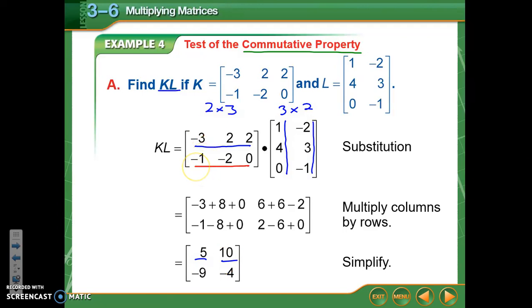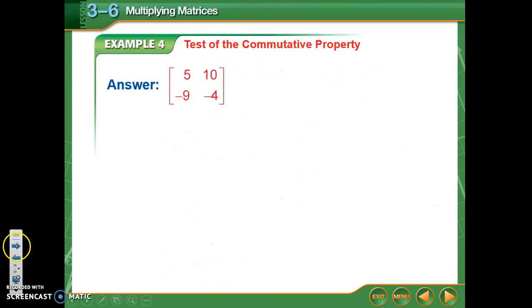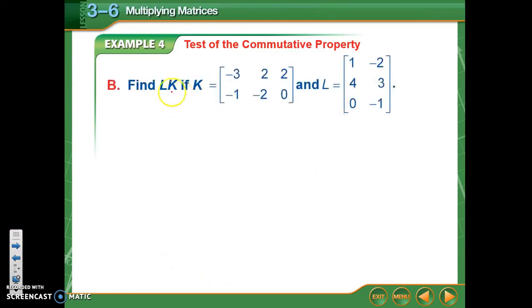Then I'm going to do the second row times the first column. That gives me -9. And the second row times the second column gives me -4. So this is my final matrix. This is K times L: 5, 10, -9, -4.